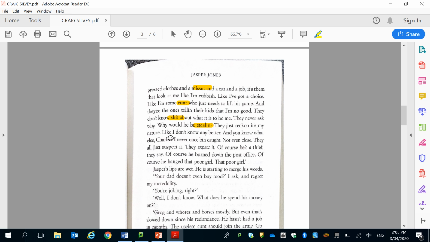They just reckon it's my nature, like I don't know any better. You know what else, Charlie? I've never once been caught.